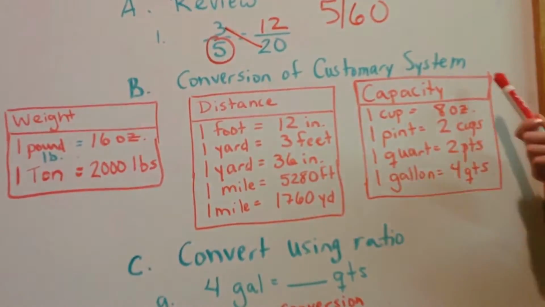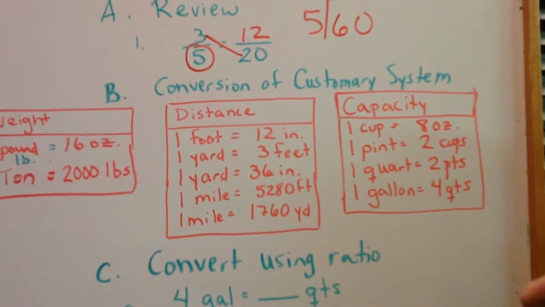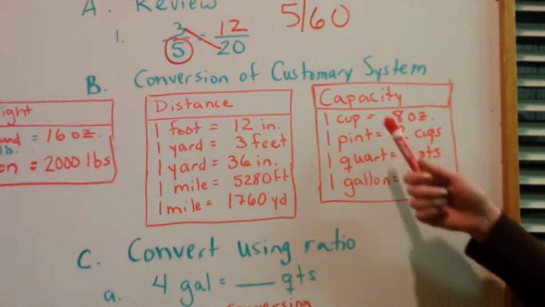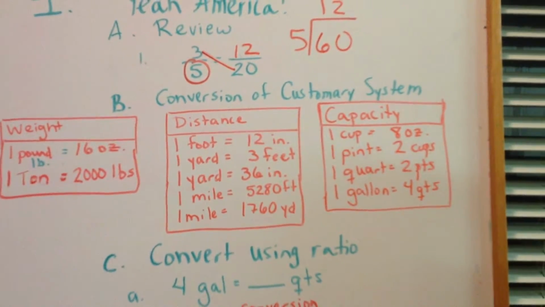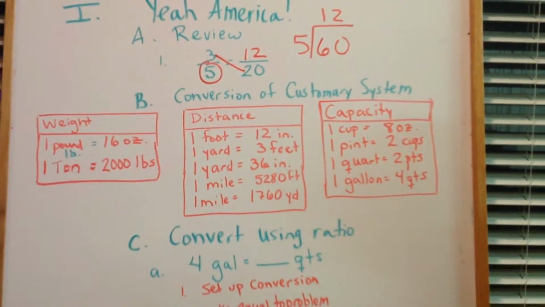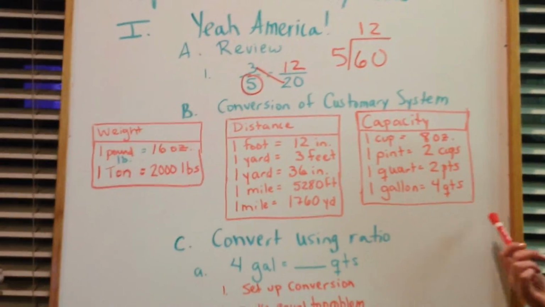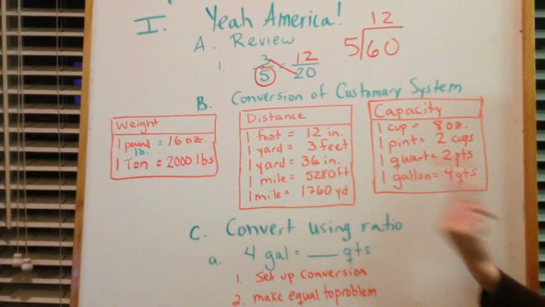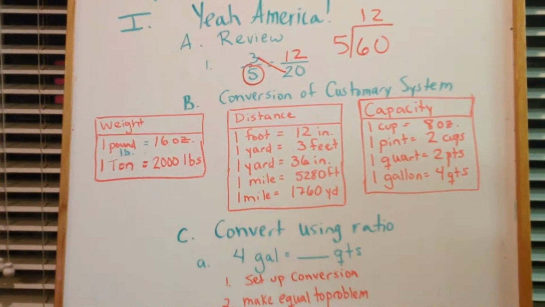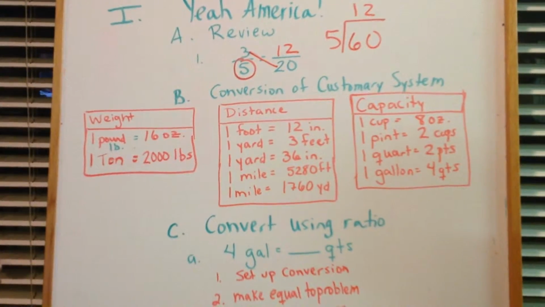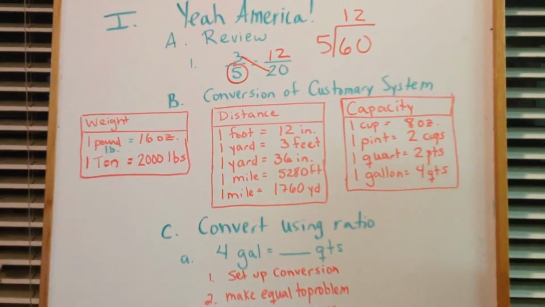And the last conversion is capacity. That's the stuff you use for cooking. Usually it's in liquid form. 1 cup is 8 liquid ounces. 1 pint is 2 cups. 1 quart is 2 pints. And 1 gallon is 4 quarts. So write this all down, memorize it, tattoo it on your forehead. Don't really do that. And now we're going to learn about conversion, okay?